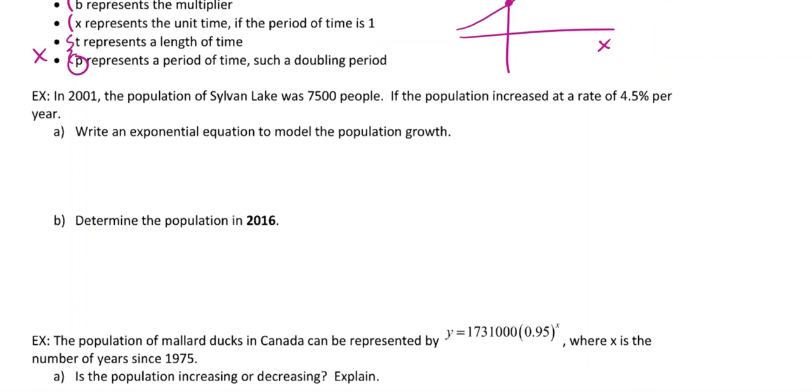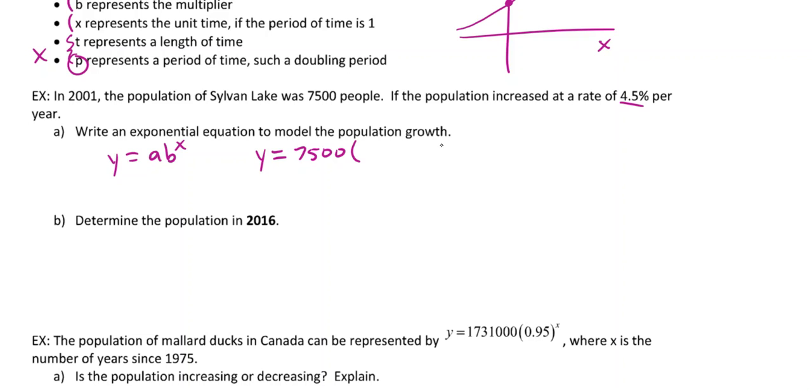So this one says, in 2001, the population of Sylvan Lake was 7,500 people. If the population increased at a rate of 4.5% per year, write an exponential equation to model the population growth. Okay, so we're really looking at y equals a b to the x. Filling that in, y equals, and then what would our a value be? Yeah, 7,500, that's our initial. That'd be our y-intercept.